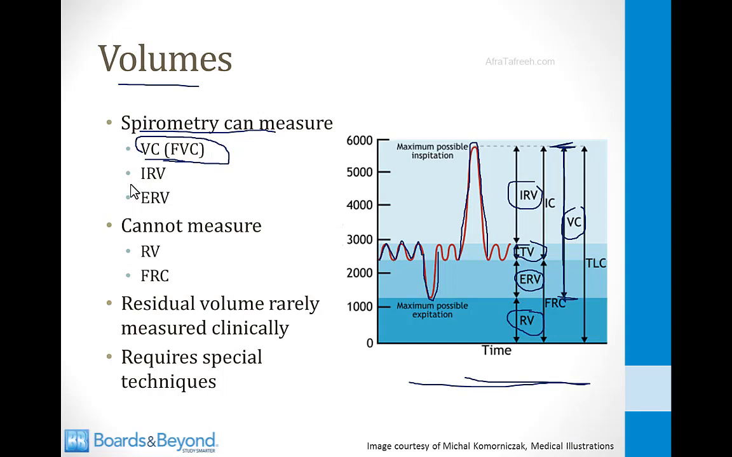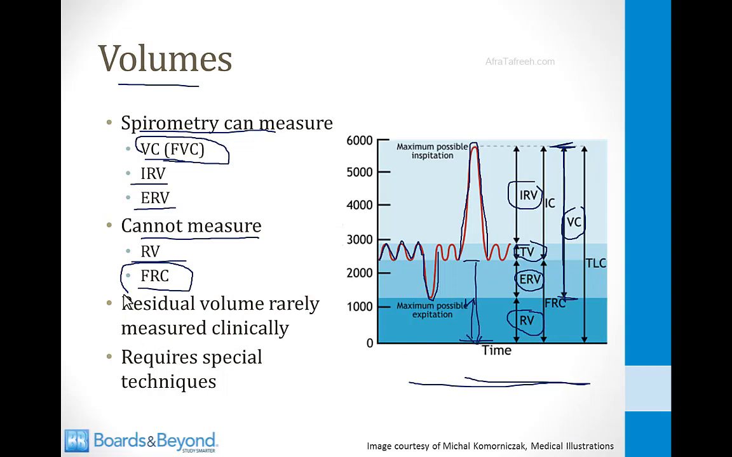It can also measure the inspiratory reserve volume and the expiratory reserve volume, and it can also measure the tidal volume. However, you should know that spirometry cannot measure the residual volume, and that means that it cannot measure the FRC. So what's the FRC? That's this volume right here. It's the volume left inside your lungs after a normal quiet breath. The spirometry can't measure that because it includes the residual volume, which is that unknown.